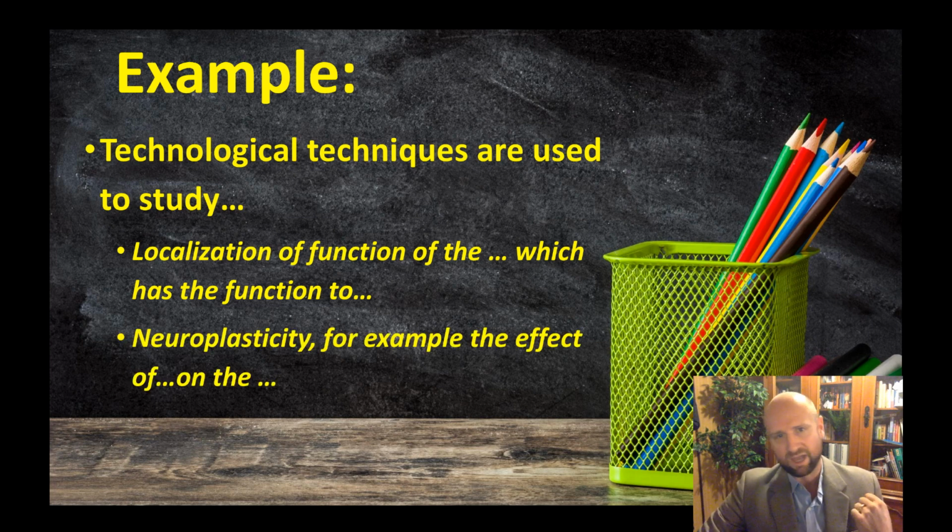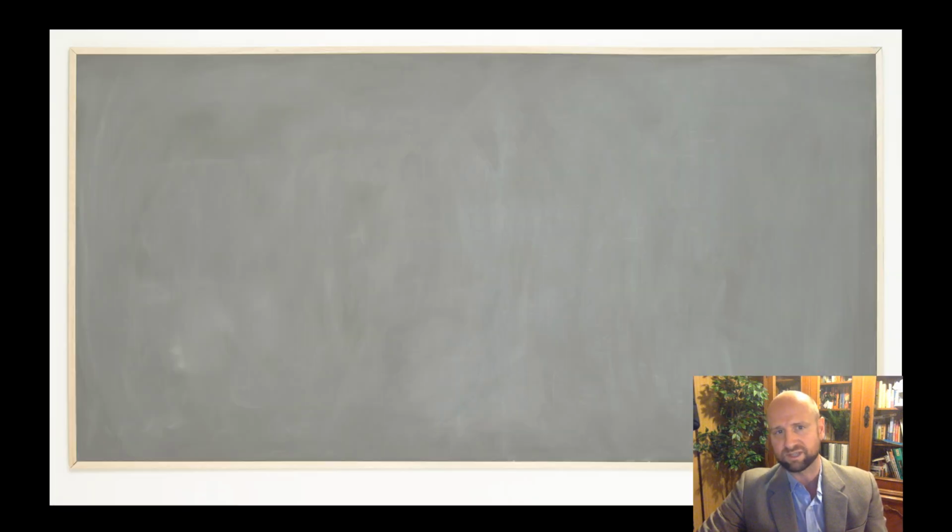Or you could say an MRI is used to study neuroplasticity. For example, the effect of the environment, socioeconomic status and stress on our hippocampus and our amygdala. So you're going to use that same content for those two topics, neuroplasticity or localization of function, but you can also use it for technological techniques. It's going to really deepen your explanation and your understanding of how and why the technique's used, and it's also going to help you with the other topics as well.